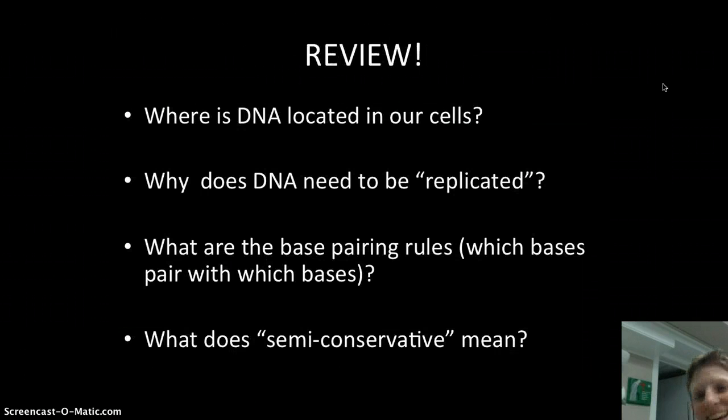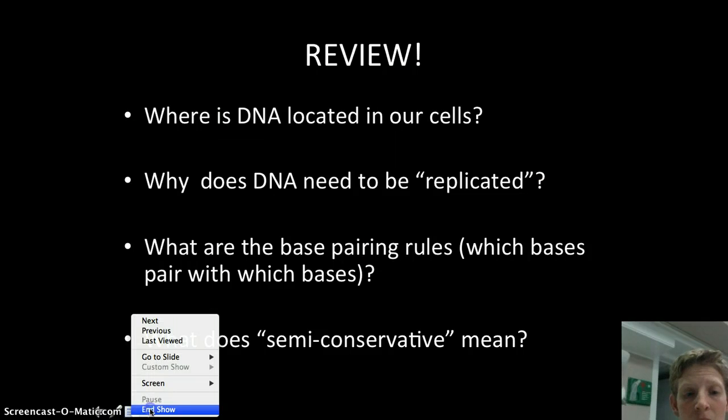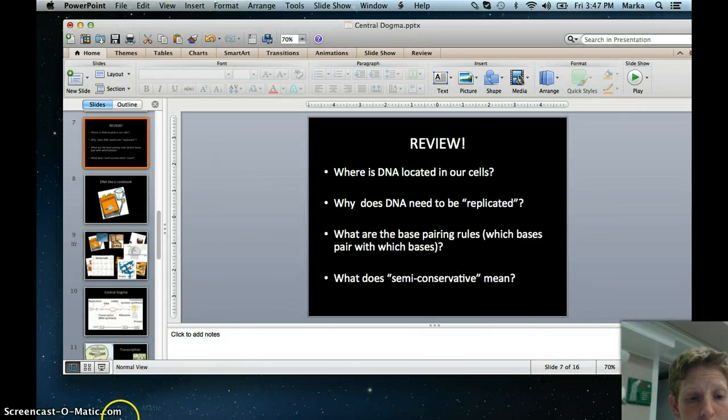At this point, you really should know where DNA is located in our cells. Why does DNA need to be replicated? What are the base pairing rules? So which bases pair with which bases? The A's, T's, C's, and G's. And then what does semi-conservative mean? If you were a little bit confused on any of those points, you should go back and watch this video again. At this point, this will be the end of the first video.